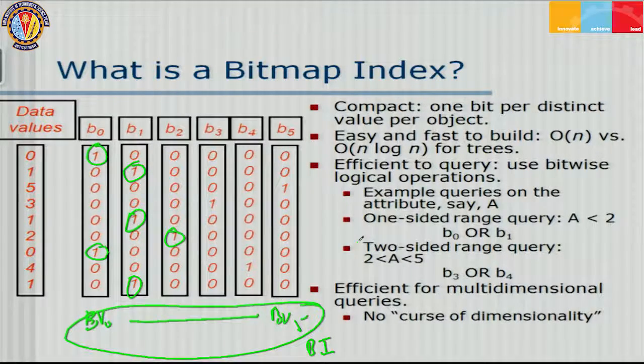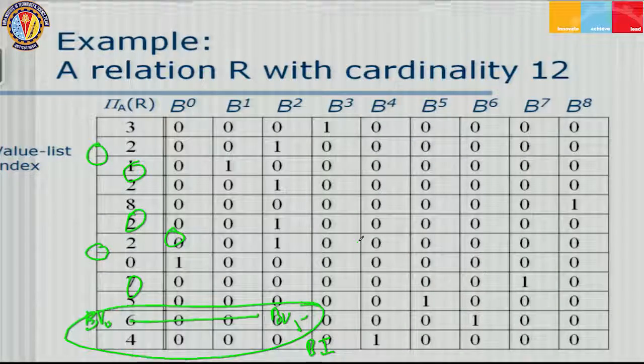So they are compact, 1 bit per distinct value per object, and easy to build. It can be built in order n time versus order n log n for trees, and they are efficient for queries. All these points I'll discuss in the next few slides.